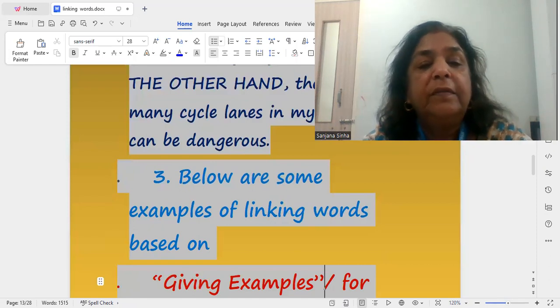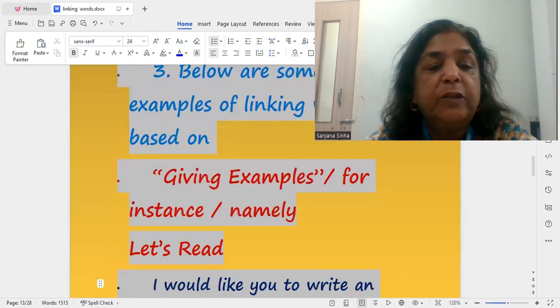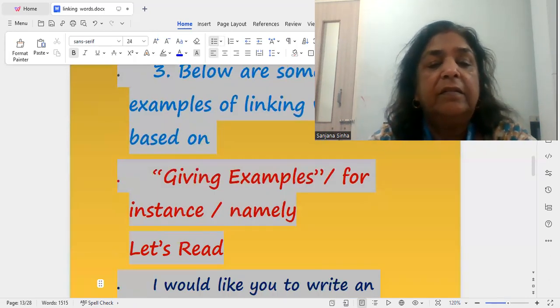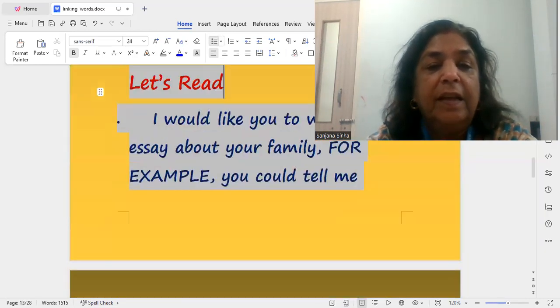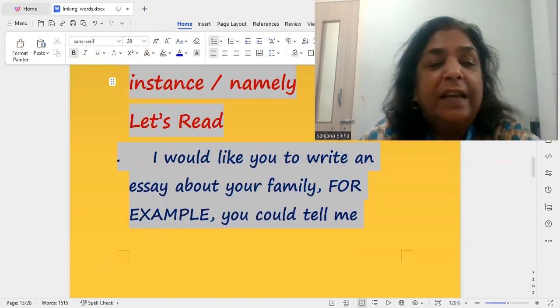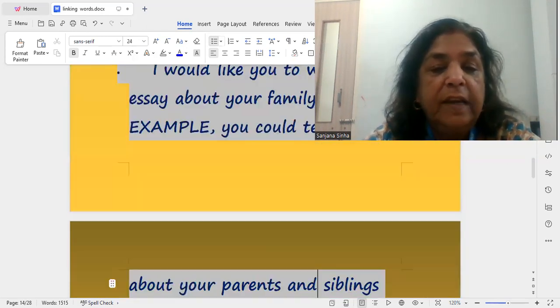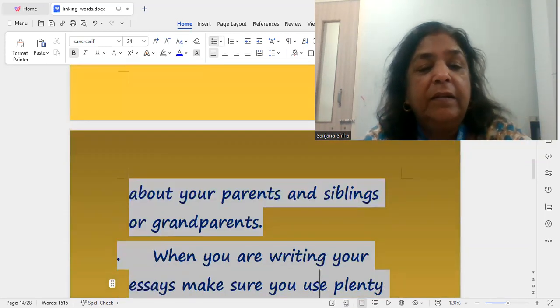Number 3, example. Some examples of linking words based on giving examples. For instance, namely, let's read. Now, here is what we tell you to write in your exams. I would like you to write an essay about your family. For example, you could tell me about your parents and siblings or grandparents.